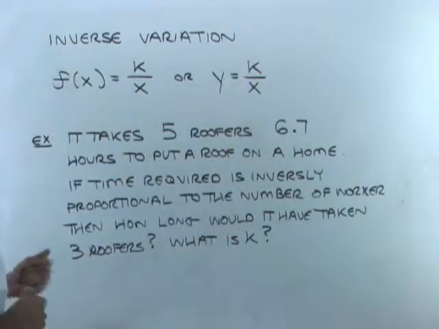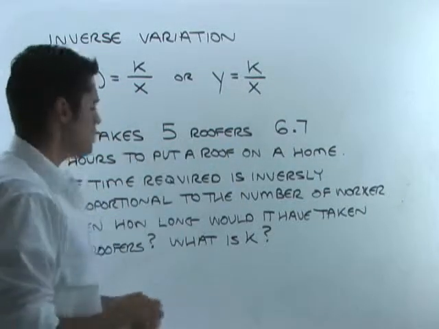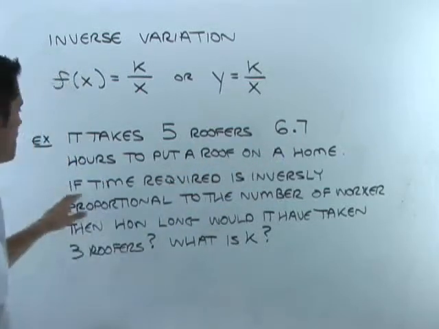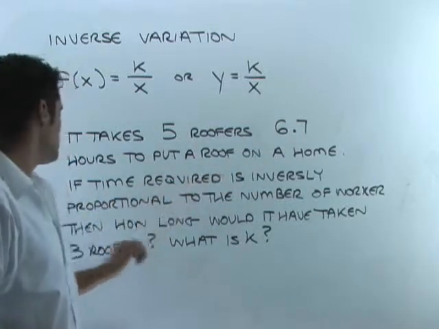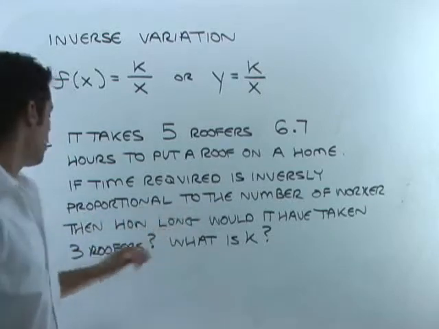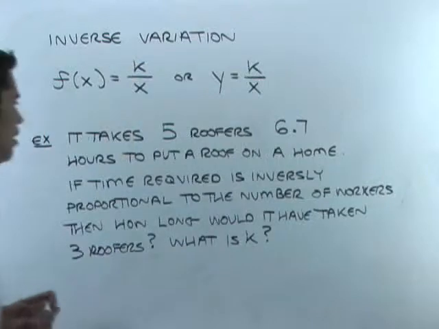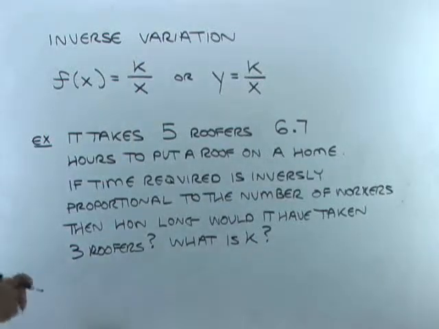So here's our example. It takes 5 roofers 6.7 hours to put a roof on a home. If time required is inversely proportional to the number of workers, then how long would it have taken 3 roofers, and what is the constant of variation?